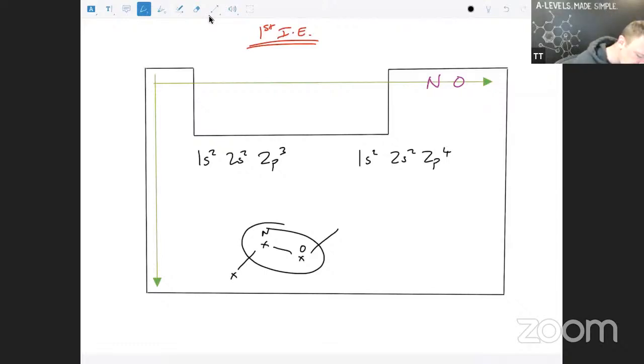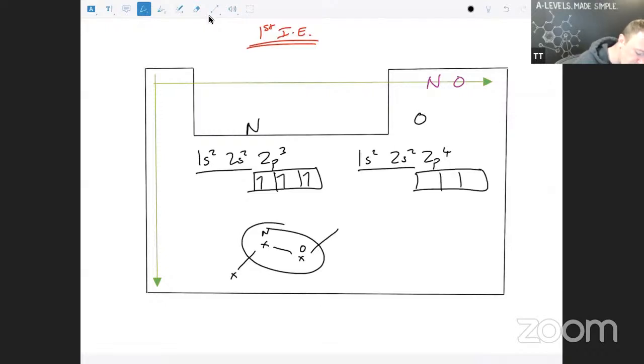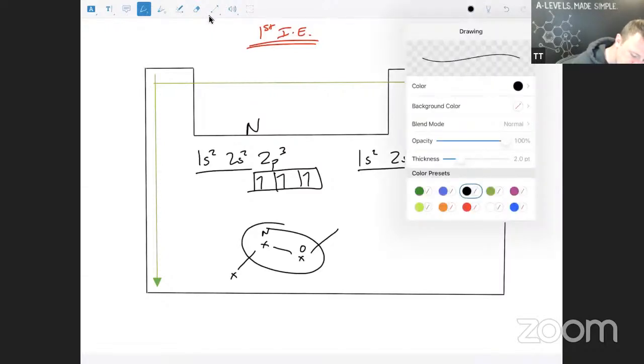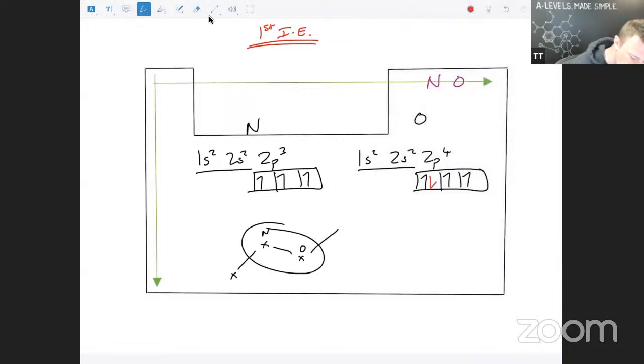So the reason here, okay, they've both got full 1s and 2s orbitals, okay? So the 2p3 for nitrogen and the 2p4 for oxygen. 1, 2, 3, Hund's rule, don't forget. 1, 2, 3, I'm going to do this one in red because that's the one we need to remove. So why is that one in red for oxygen easier to remove than the one in red for nitrogen? Boom. Mimi and Shalane Benyon, absolutely.